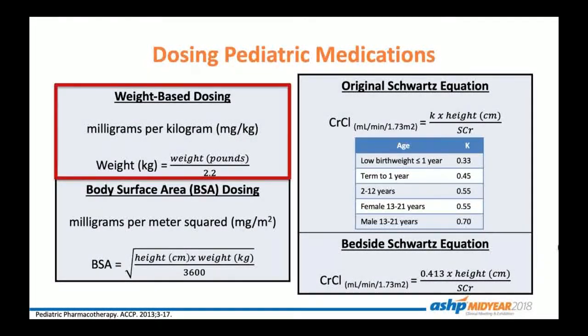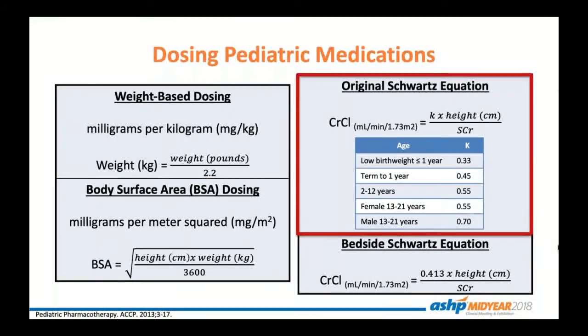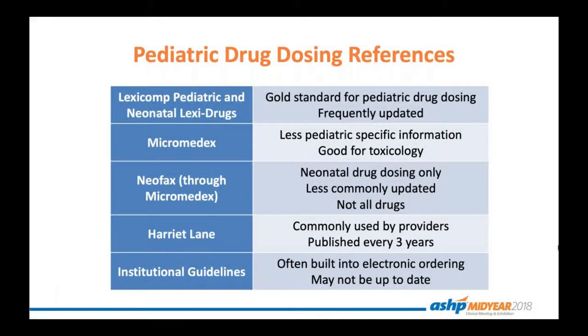Now that we've reviewed how to dose our medications, we then need to go over what references you should use to look up these dosing references. Pediatric and Neonatal Lexi-Drugs provided through Lexicomp is the gold standard for pediatric drug dosing. It's frequently updated, and it is important to make sure that you're utilizing the correct monograph when using Lexicomp. So there is a separate monograph for each drug for both adult dosing and pediatric dosing. So make sure when you're using your institutional access that you are utilizing that pediatric drug monograph.